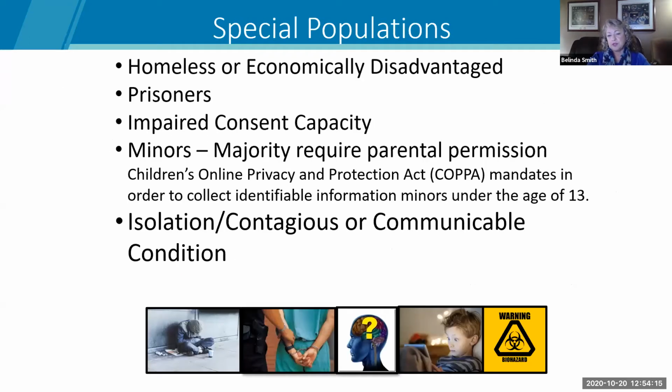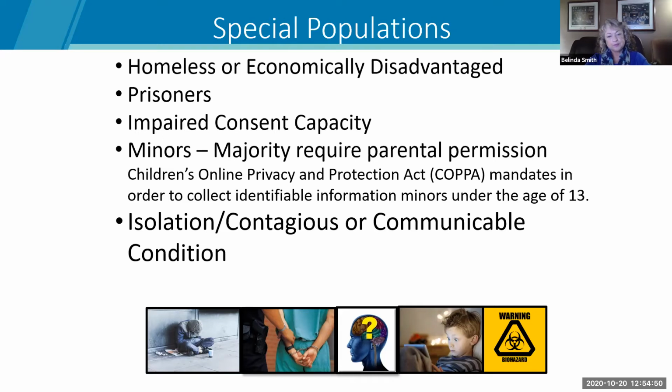The other issue is special populations, which can be an additional or quite a challenge in doing remote consent. Certainly homeless, economically disadvantaged, and prisoners may be an issue, and impaired consent capacity may require some additional hoops. Minors have some additional requirements as far as privacy online. And then your isolation patients. This is one we promised to talk a little bit more about, and I'm going to share two examples.